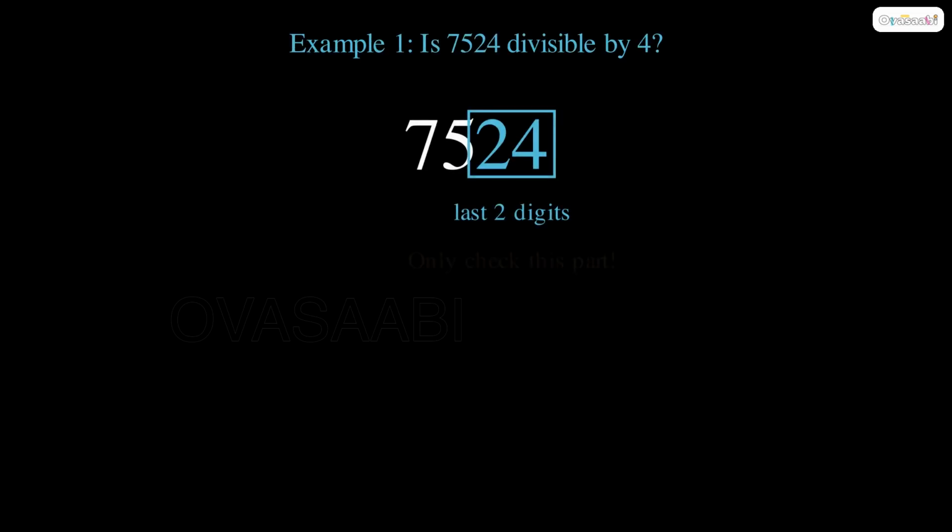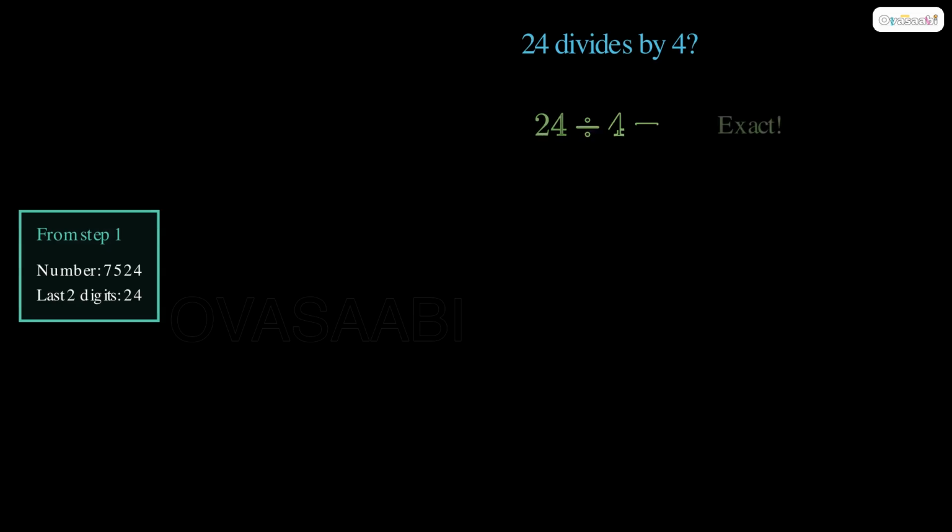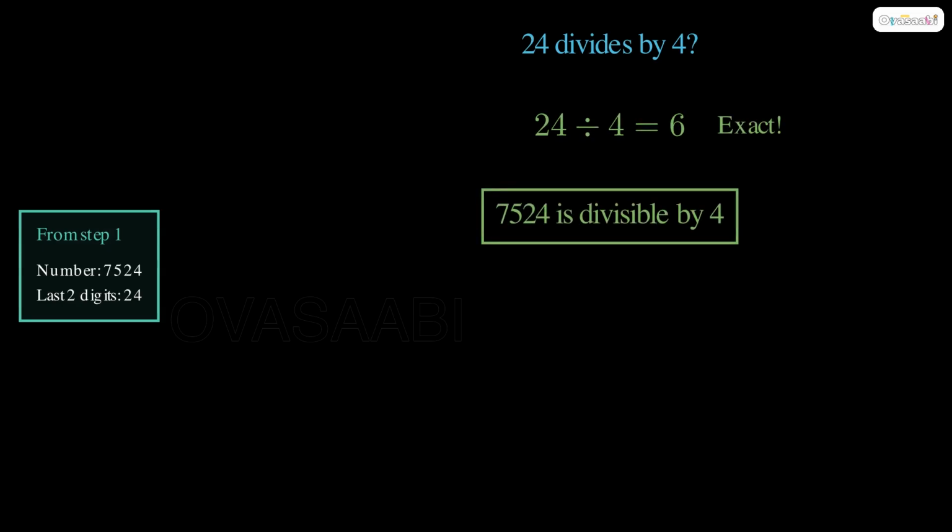Worked example 1. Is 7,524 divisible by 4? Look only at the last 2 digits, 24. We just need to check this small part. 24 divided by 4 equals 6 exactly. So 7,524 is divisible by 4. Quick and easy, no long division needed.